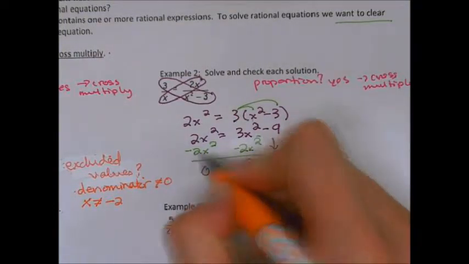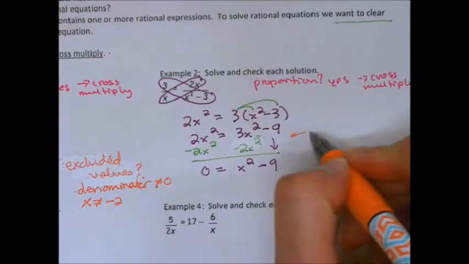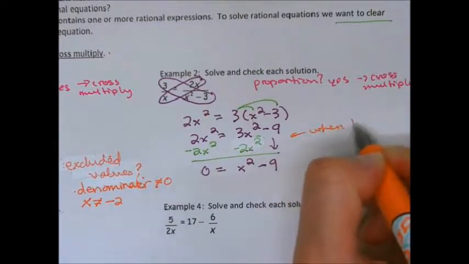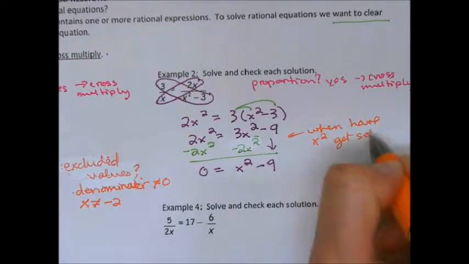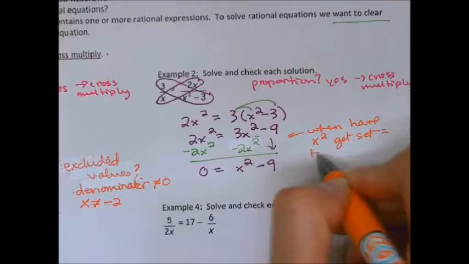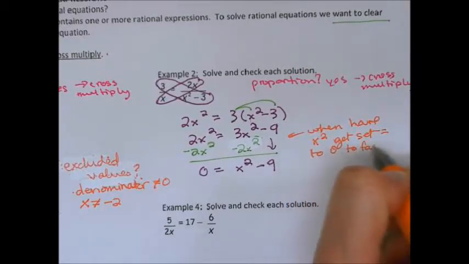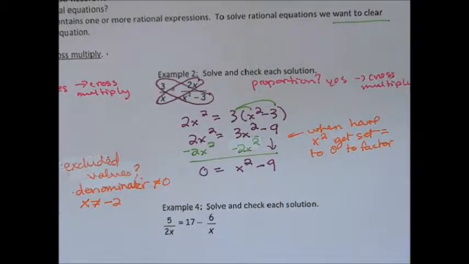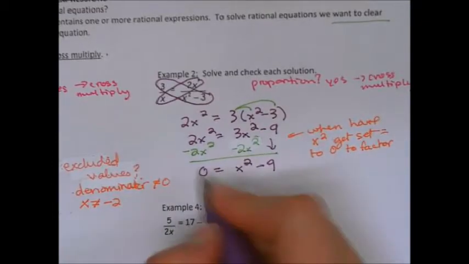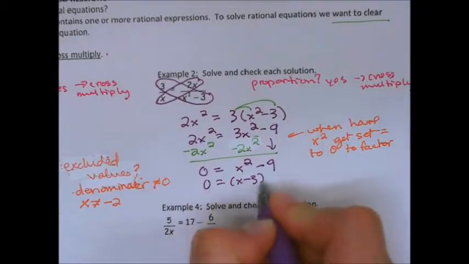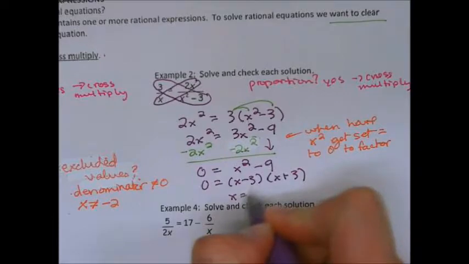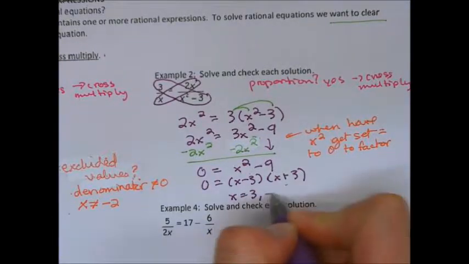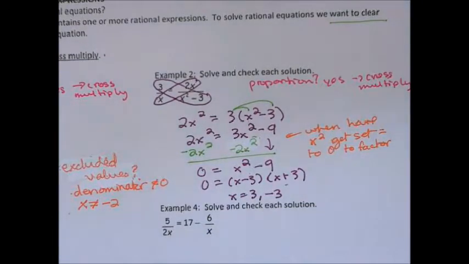So why did I bring the negative 2x squared over again? When we have an x squared, we want to get it set equal to 0 to factor. And can I factor this? Yes, I get x minus 3, x plus 3, it's the difference of squares. So I get x equals 3 when I set that one equal to 0, and negative 3 when I set that one equal to 0.